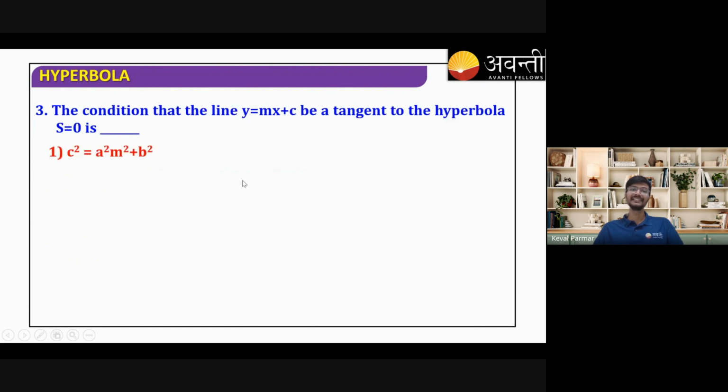Next, the condition that the line is a tangent to the hyperbola is c square equals a square m square minus b square. Please don't get confused with the ellipse. In the ellipse, it was c square equals a square m square plus b square. But in the hyperbola, it is a square m square minus b square. The correct option is the third.